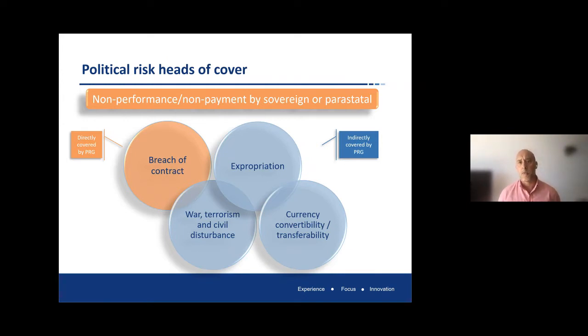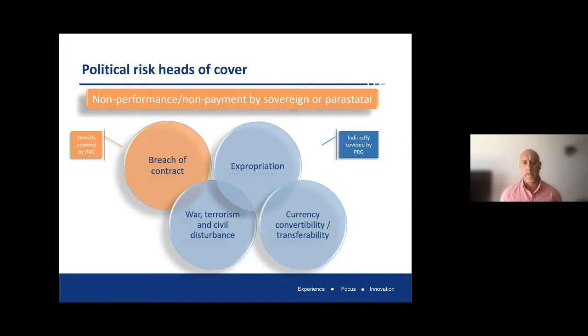So that would be a non-performance or a non-payment by the government or by the parastatal. So in an example of an IPP, if the off-taker fails to make a payment under the power purchase agreement, for instance, the PRG kicks in. But we also see other heads of political risk, expropriation, so where a government agency may have expropriated shares or assets that belong to the private sector. We see currency convertibility and transferability, so if you can't take local currency and convert it into hard currency, or once converted, transfer that money offshore. And then the third head there, war and terrorism.